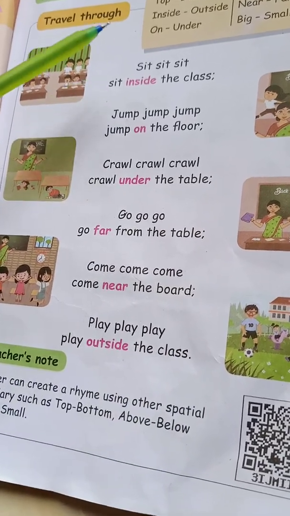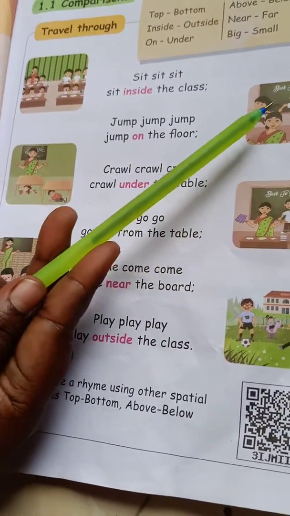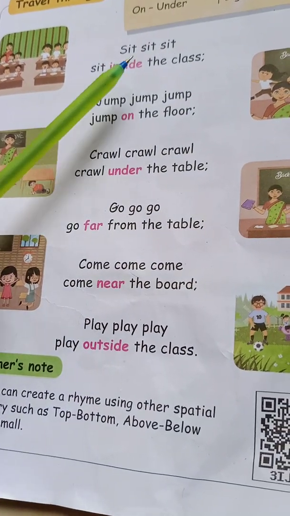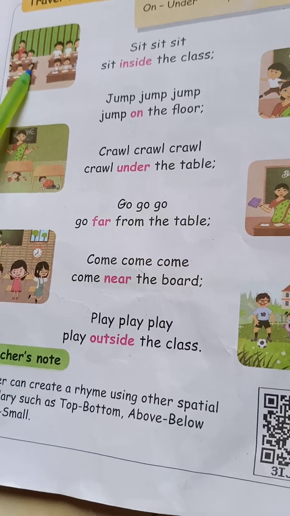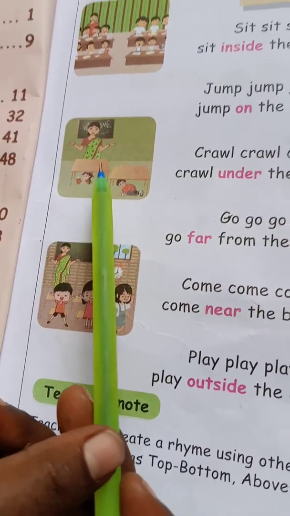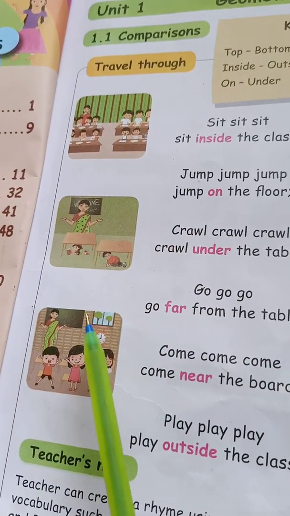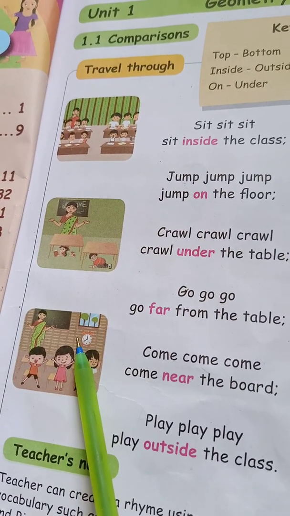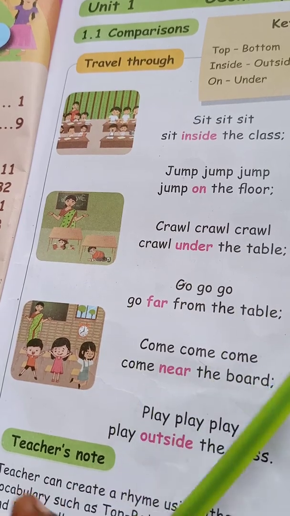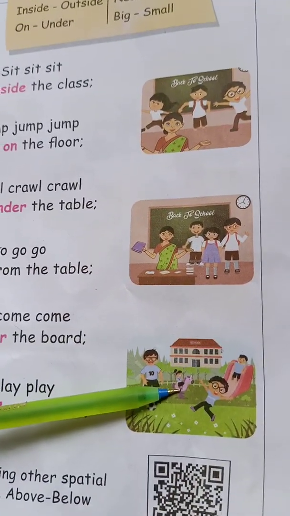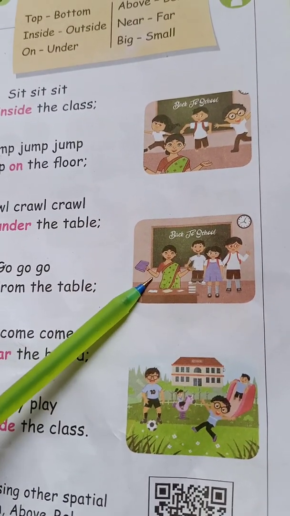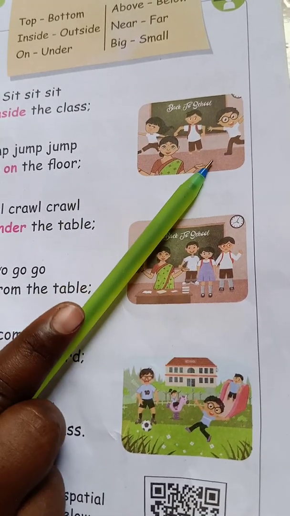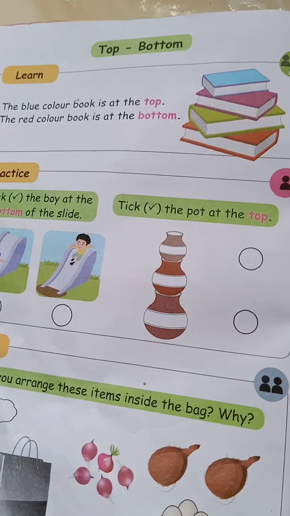Children, do you all like the rhymes? Can you see the pictures? According to the rhymes, they are sitting inside the class and they are crawling under the table. They are coming near the board. These children are playing outside the classroom. These children are going far from the table. These children are jumping on the floor.